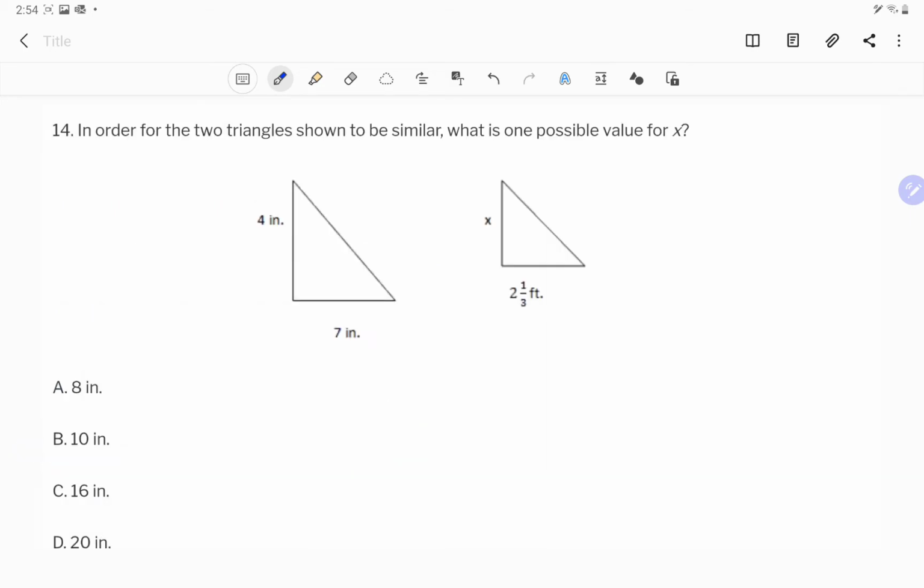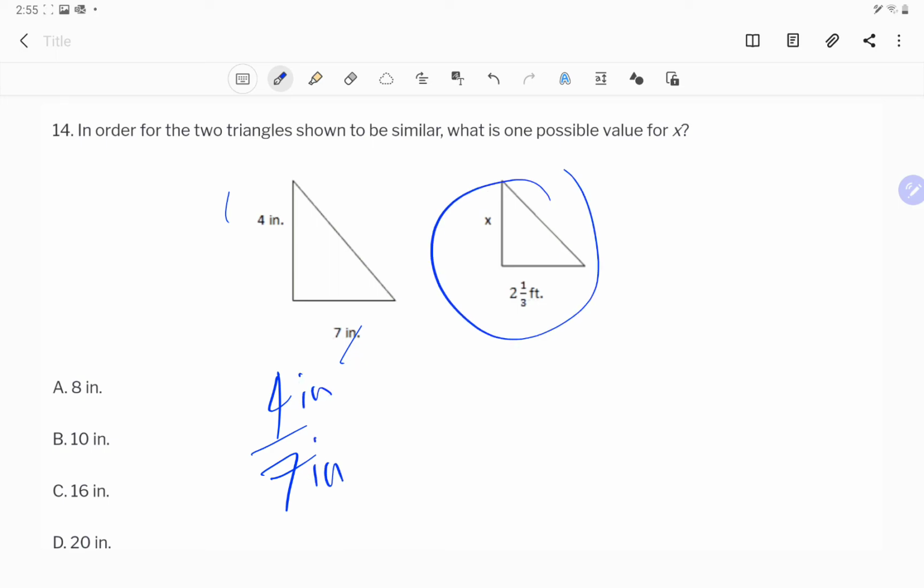Now for number 14, in order for two triangles shown to be similar, what is one possible value for X? Okay, when we say similar triangles, that means the ratio of the side of one triangle is the same as the ratio of the side of the other triangle. So in this case, we've got the shorter side divided by this side. So we've got 4/7 inch here, and then we've got an inch here as well.